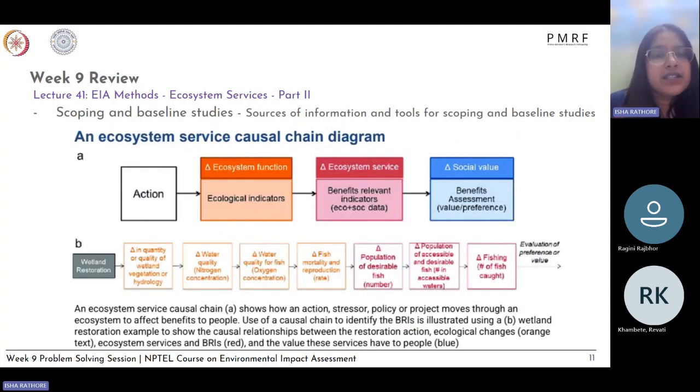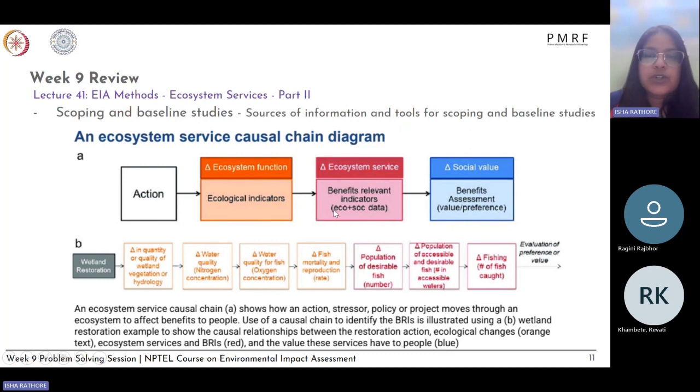Then we also looked at the ecosystem service causal chain diagram. This is a diagram which shows how an action, stressor, policy, or project moves through an ecosystem to affect benefits to people. So you have an action, then you have certain ecosystem functions or ecological indicators, which is leading to benefits relevant indicators.